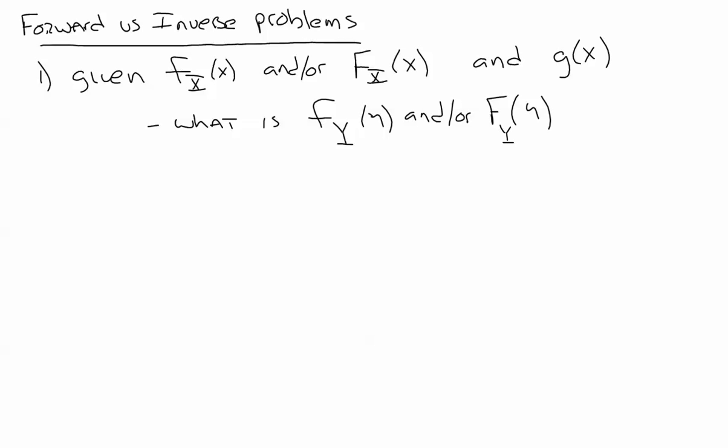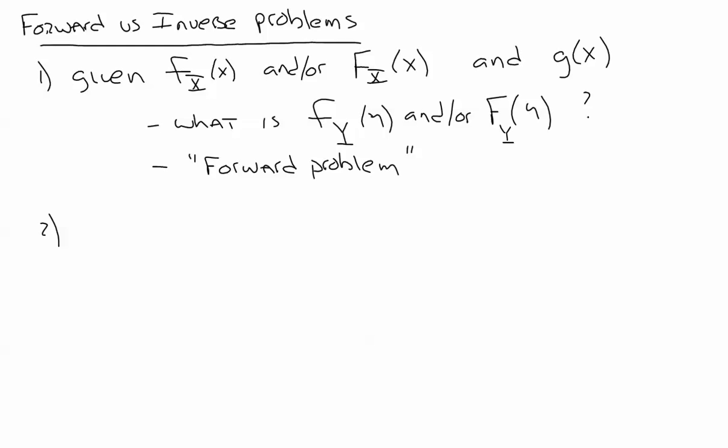So given the probability density function and or cumulative distribution function for x and the transformation function, the question we want to ask is, what is the probability density function and or cumulative distribution function for y? This is what I call the forward problem. Addressing the forward problem will be the topic of today's video.